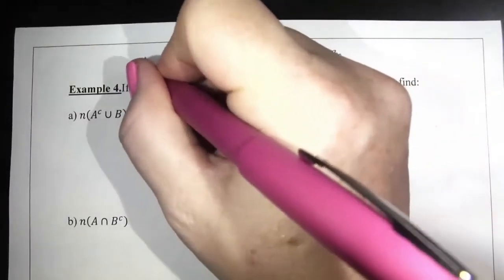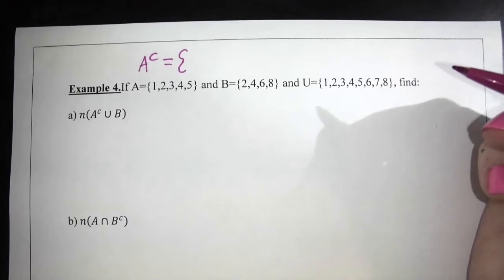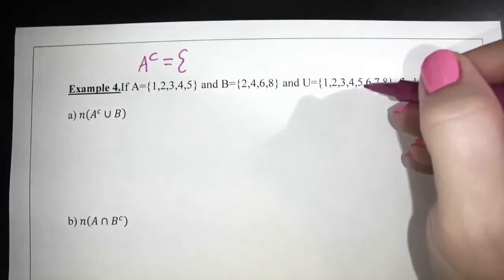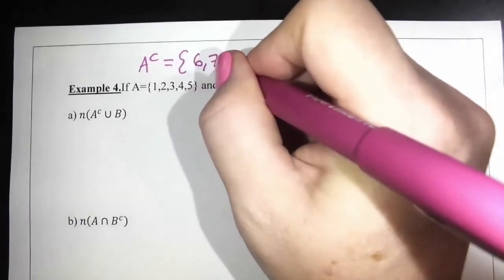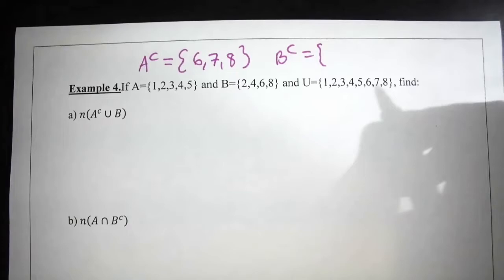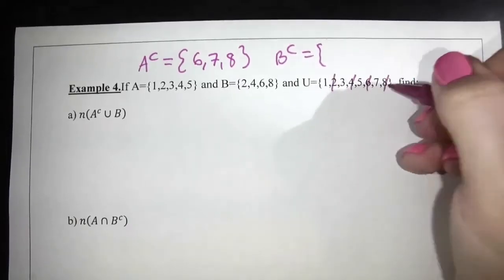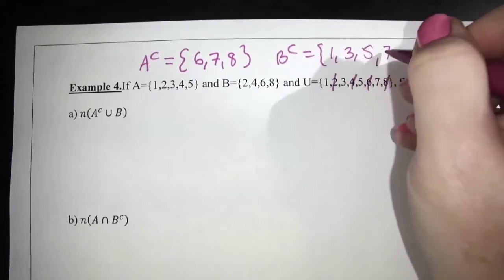So the first thing I personally do is I write down what's not in A and what's not in B, because some people like to work with that. So if A is 1 to 5, then what's left in the universe that's not in A? It would be 6, 7, and 8. And if B is 2, 4, 6, 8, then what's left in the universe would be 1, 3, 5, 7.